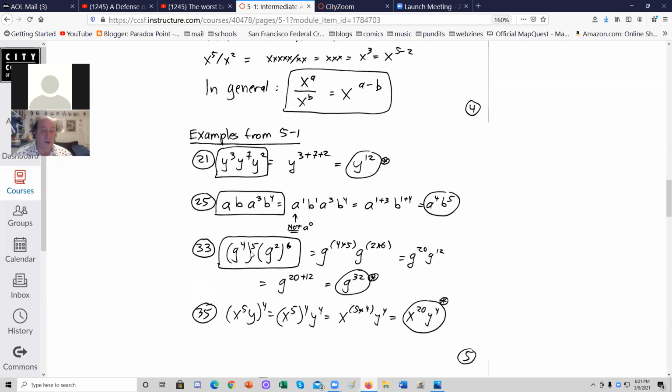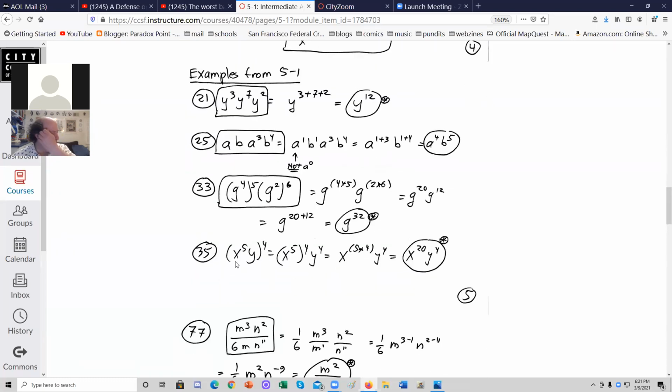Here's g to the 4th to the 5th times g to the 2nd to the 6th. Okay, here we have a repeated power, so we multiply the powers. Here we have a repeated exponent, so we multiply the powers. g to the 4 times 5 times g to the 2 times 6. This is a 20, this is a 12, g to the 20, g to the 12th. Product of powers, you add the powers. g to the power 20 plus 12, that's g to the 32nd power.